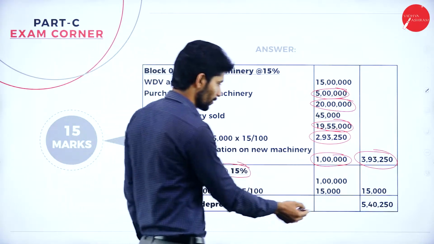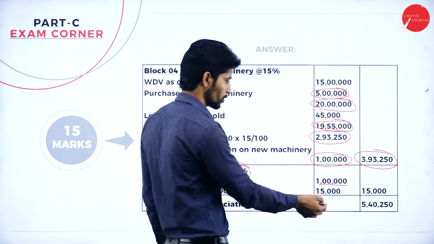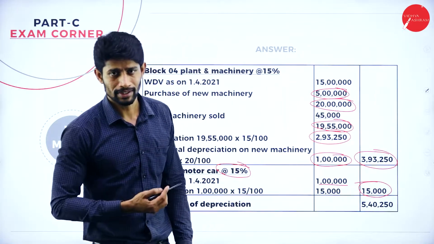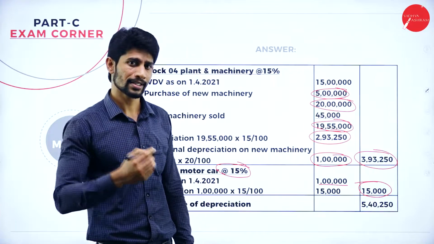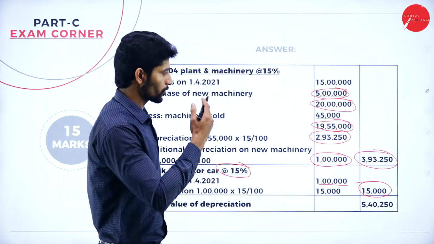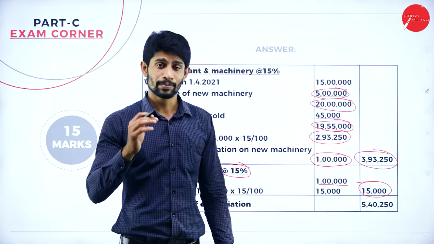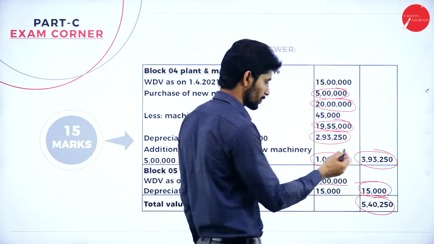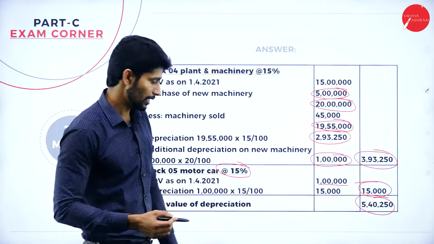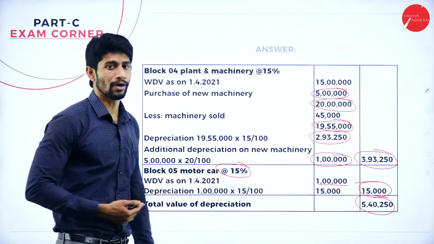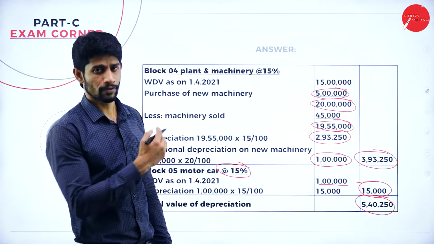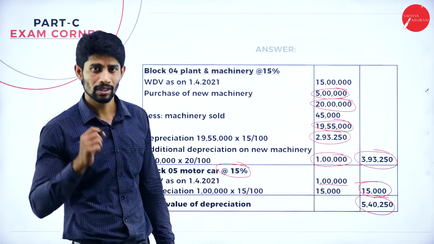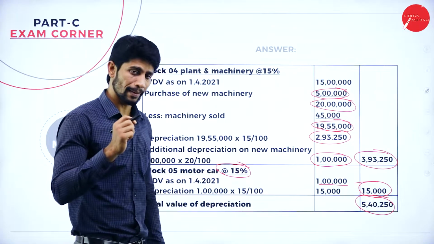So motor car value is 1 lakh into 15%, you will get 15,000. So the 15,000 is the value of depreciation under the asset motor car. So this is how you are supposed to find out the depreciation values. The total of outer column you will get is 5,40,250. That is called the total value of depreciation. So if you solve this problem, you will score 15 marks. How much you will score? You will score 15 marks.